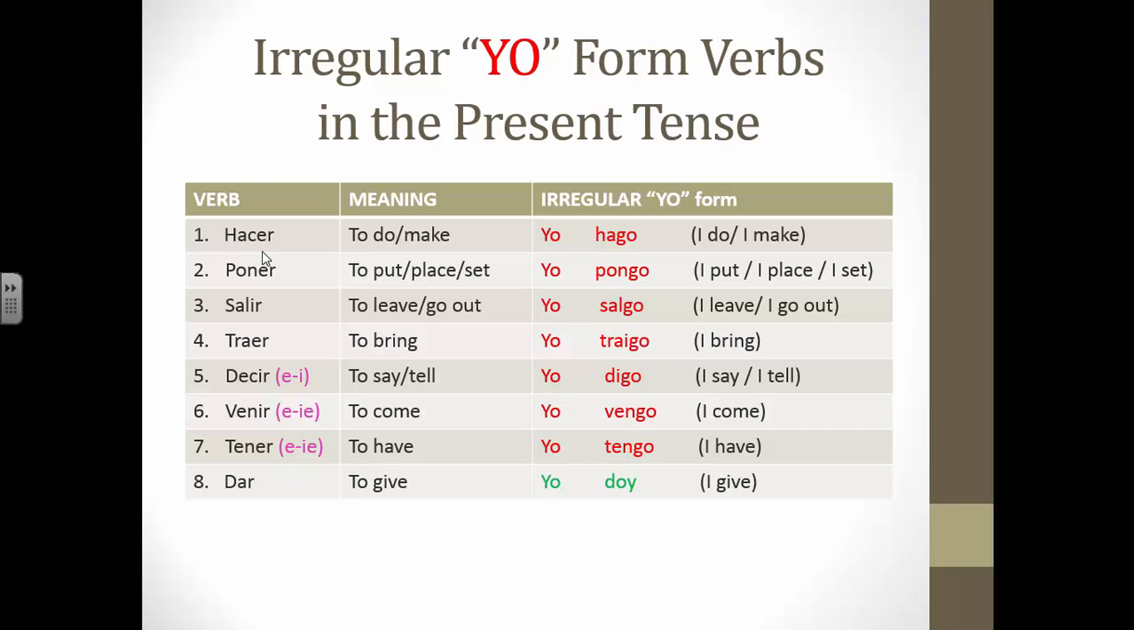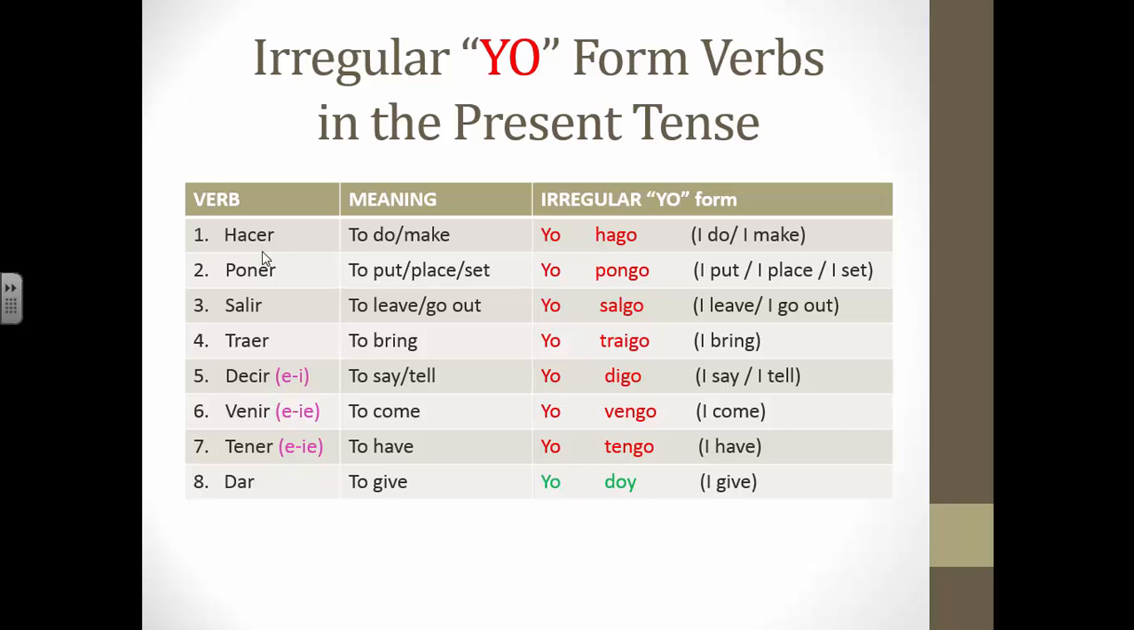Poner is another irregular yo form verb, means to put, to place, or to set, okay? And notice it has an irregular yo form, which is yo pongo, and that means I put, I place, or I set. So you have to memorize these, okay? Salir is to leave or to go out. The yo form is yo salgo, I leave or I go out.